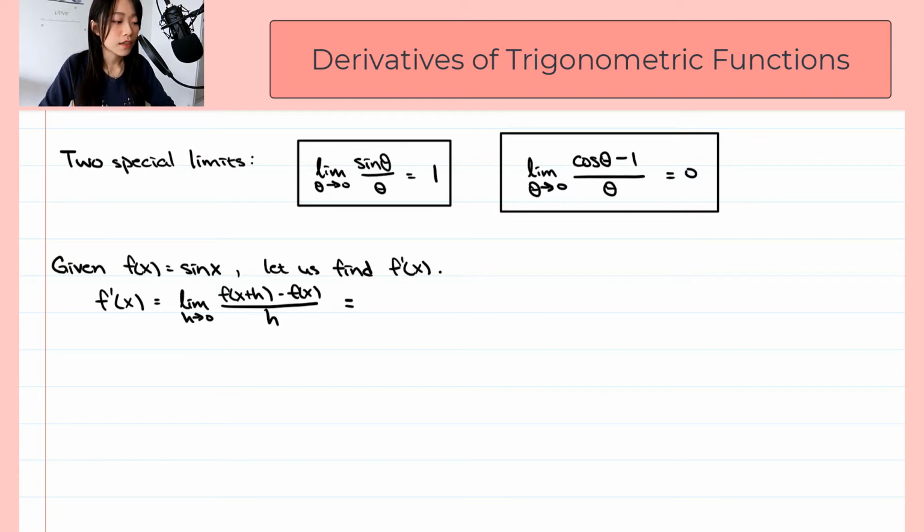We're going to start with the definition of the derivative function, which is the limit of f of x plus h minus f of x, the change in y, over h, the change in x. And we're going to take the limit as h approaches 0. Now let's substitute the function into f of x plus h and f of x. So this equals the limit as h approaches 0. f of x plus h is sine of x plus h, minus f of x, which is sine of x, over h.